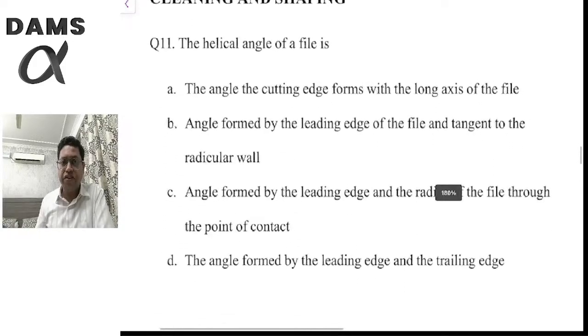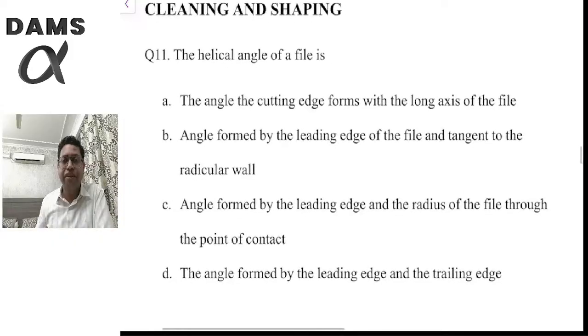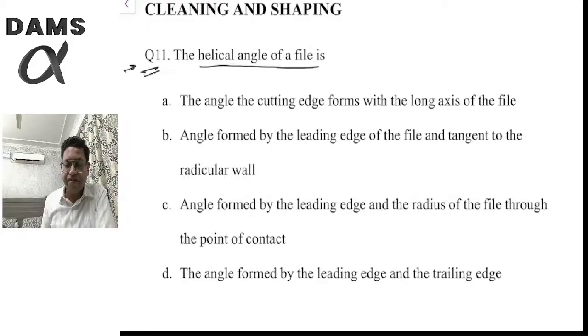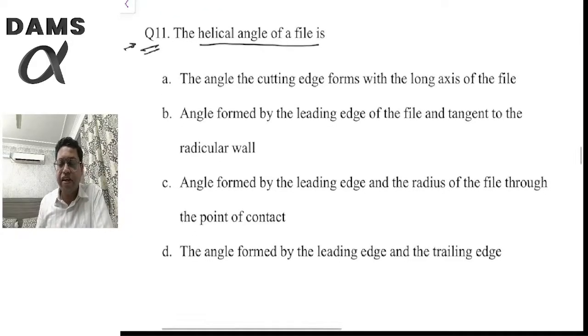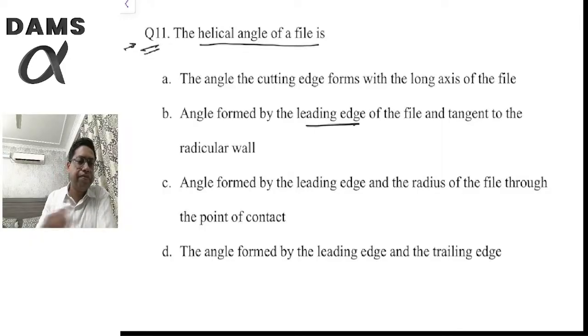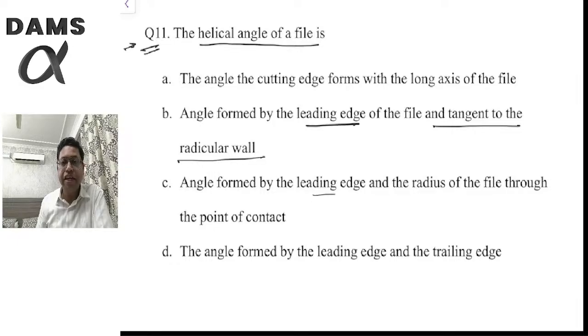Now these set of questions are related to the topic of cleaning and shaping that has been covered already with your MD sessions. Question number 11. The helical angle of a file is: the angle the cutting edge forms with the long axis of the file, the angle formed by the leading edge of the file and tangent to the radicular wall, the angle formed by the leading edge and the radius of the file through the point of contact, or the angle formed by the leading edge and the trailing edge.